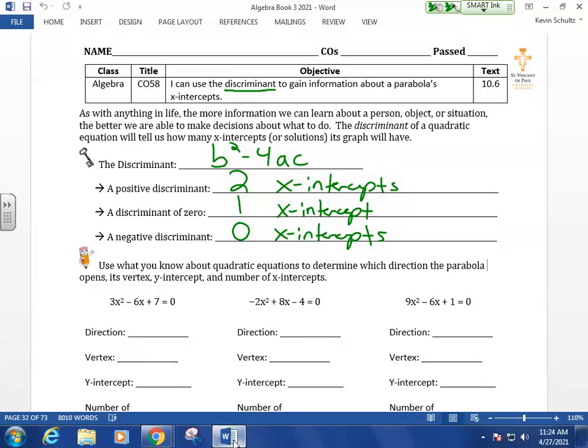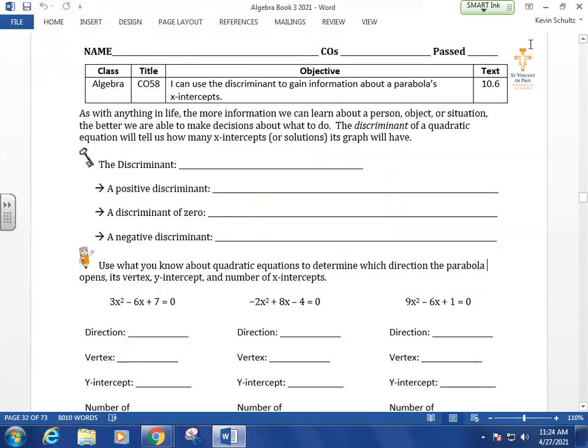In PF55, we first talked about what it looks like for a parabola to have 2 x-intercepts, or 1 or 0, and so those same 3 numbers are showing up here. And so basically, CO58, you'll notice below here, I have you find the direction, the vertex, the y-intercept, the number of x-intercepts. We are combining everything that we've learned as far as characteristics of a parabola to really get a picture just from the equation, without doing any graphing, of what these parabolas are going to look like when they are graphed.